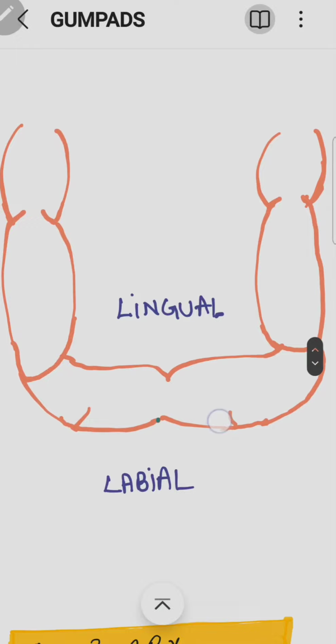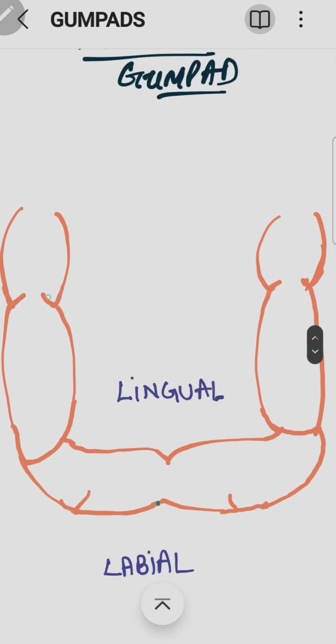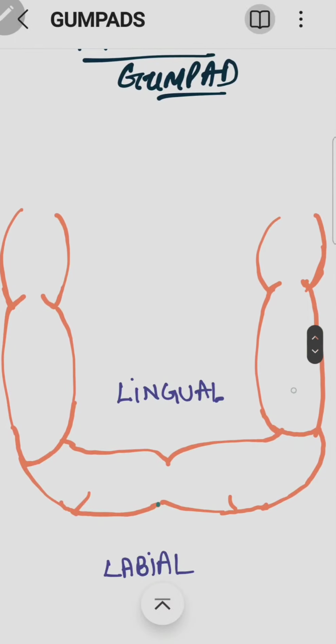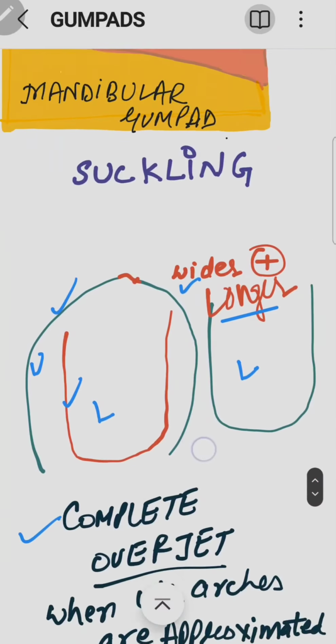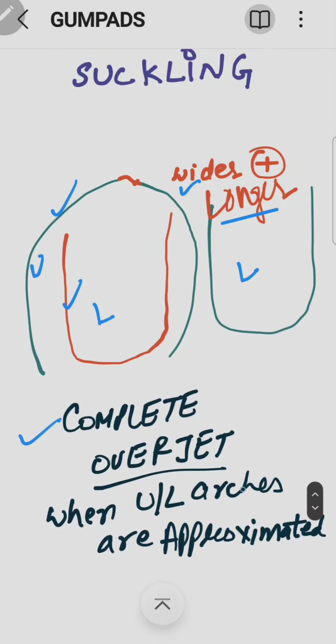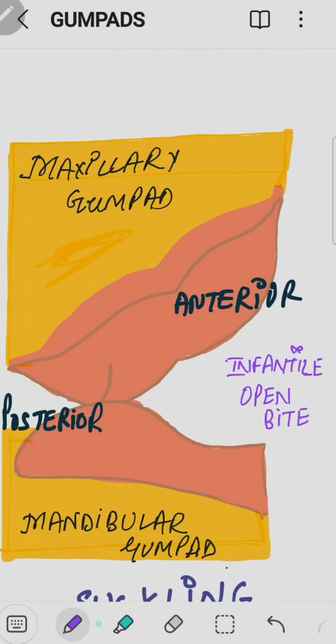As we have seen earlier, the lower arch is also less wide as compared to the upper one. When both arches are approximated, there's a complete overjet, and the area of contact here is the first molar region. The area where they are both in contact with each other is the first molar region. In this diagram, you can see that there is one anterior portion and another posterior portion.